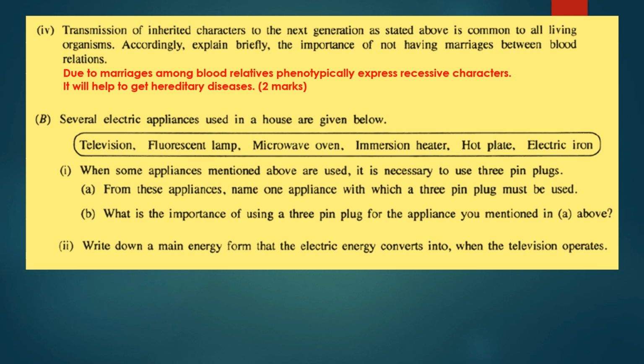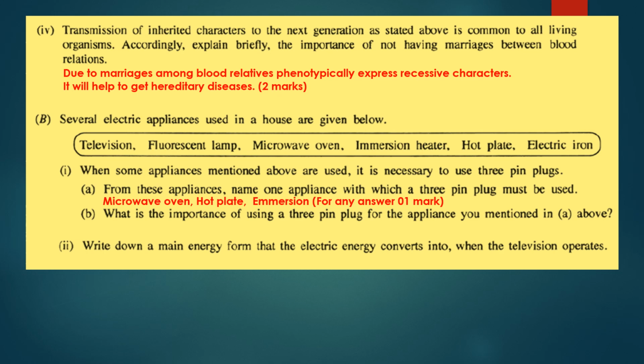Part B. Several electric appliances used in a house are given below: television, fluorescent lamp, microwave oven, immersion heater, hot plate, and electric iron. Part 1. When some appliances mentioned above are used, it is necessary to use 3-pin plugs. A. From these appliances, name one appliance with which a 3-pin plug must be used: microwave oven, hot plate, or immersion heater. For any answer, 1 mark.